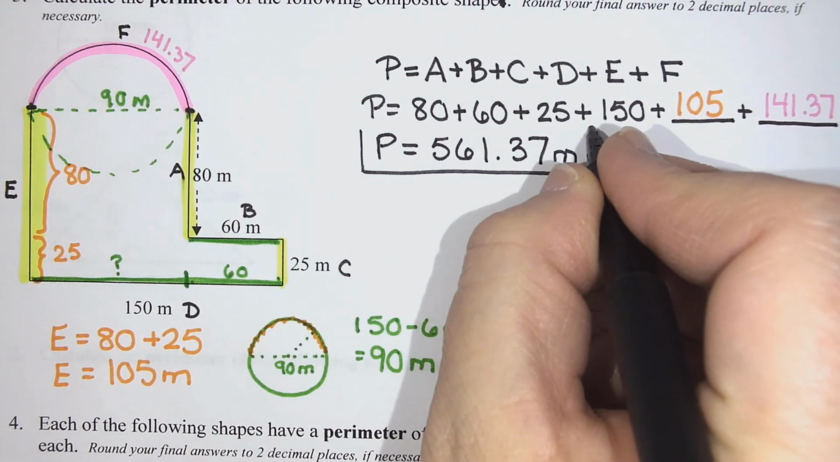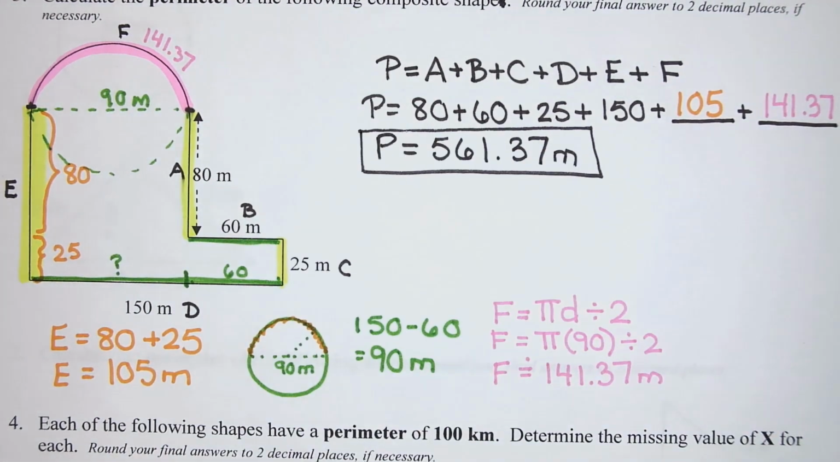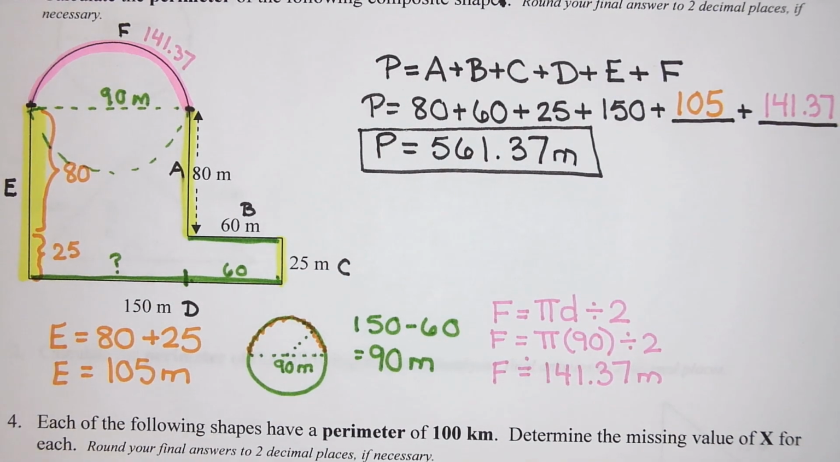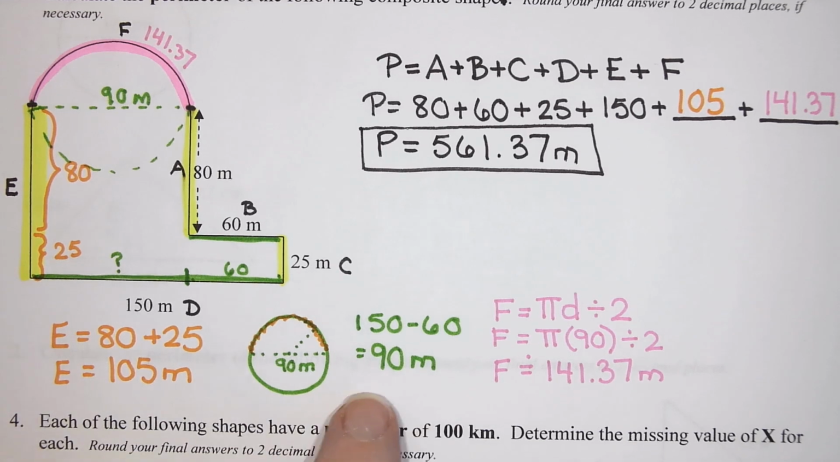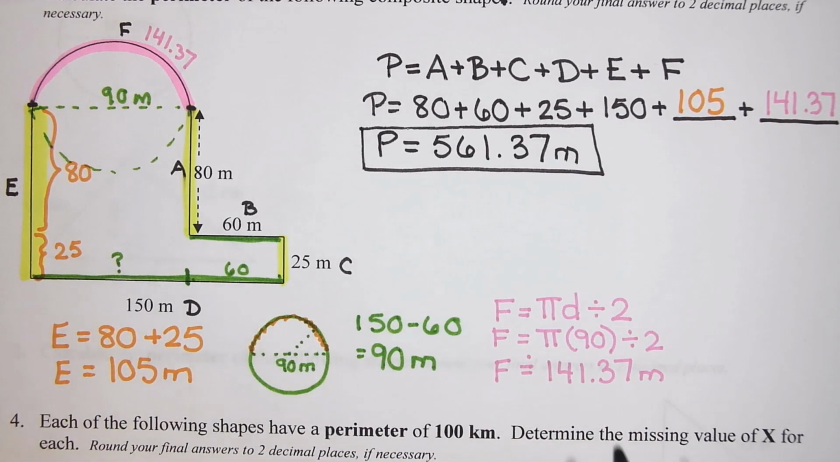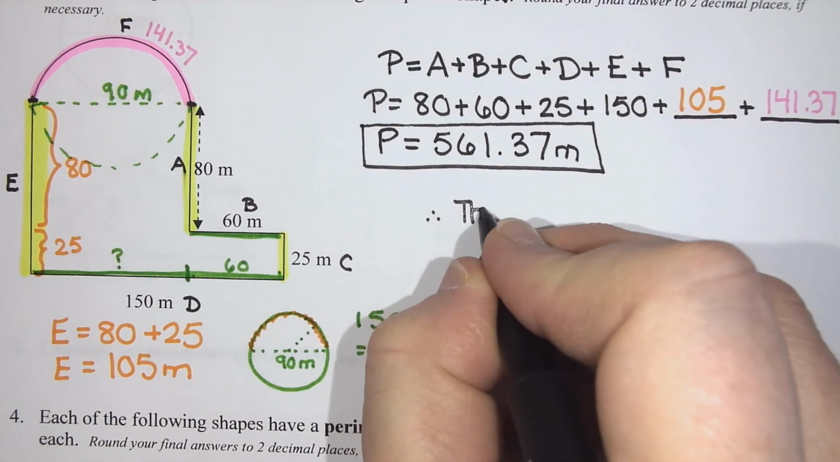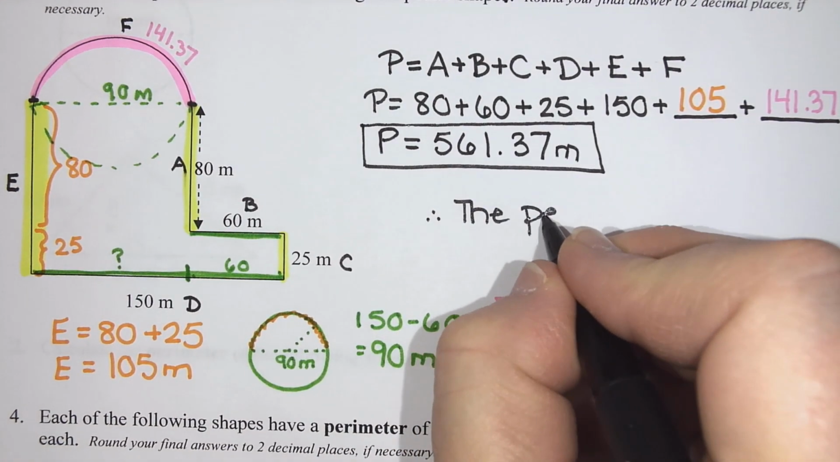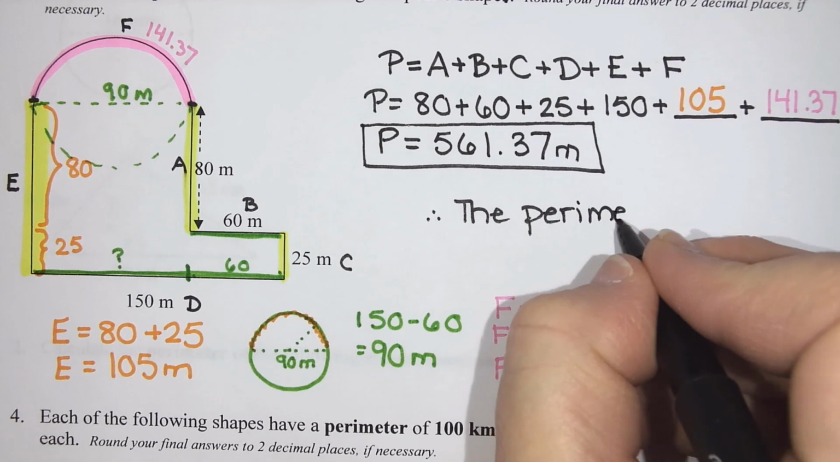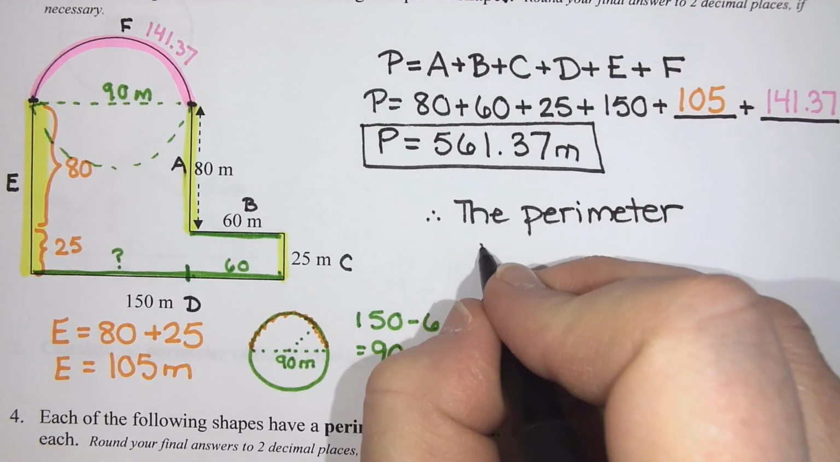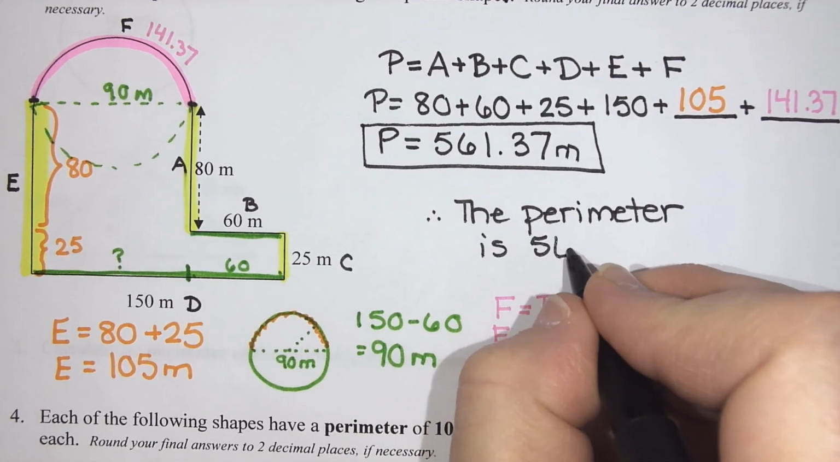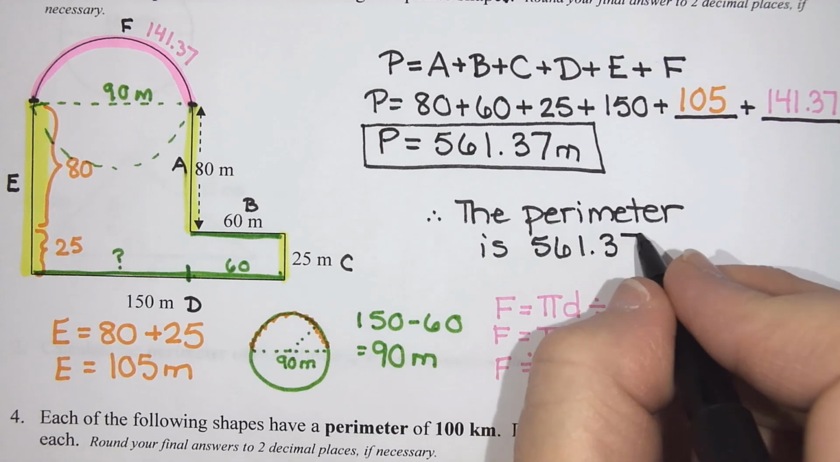Now, because I had a whole bunch of different calculations in this question, I am going to do a final sentence. Normally I would do it at the bottom, but I already used the bottom for that work, so I'm just going to do it up here. I'm going to say, therefore, the perimeter is 561.37 meters.